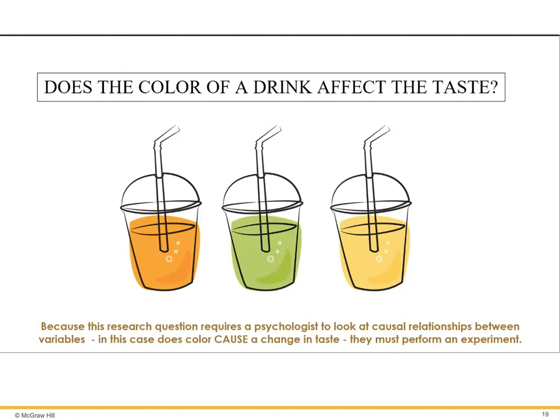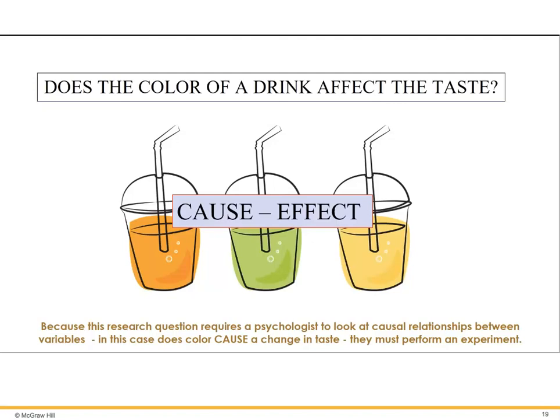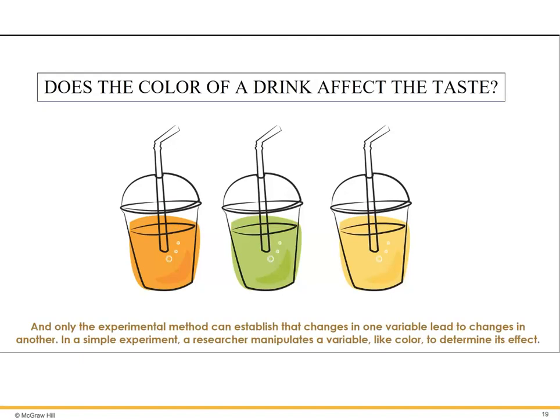Because this research question requires a psychologist to look at causal relationship between variables, in this case does color cause a change in taste, they must perform an experiment. And only the experimental method can establish that changes in one variable lead to changes in another. In a simple experiment, a researcher manipulates a variable like color to determine its effect.